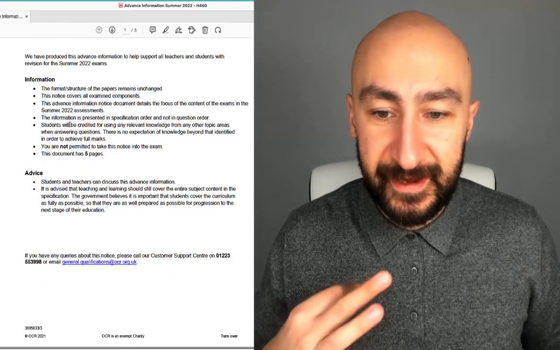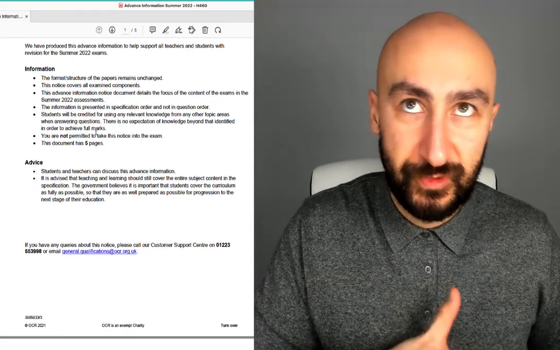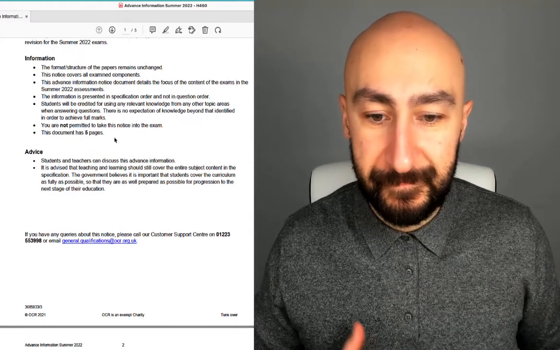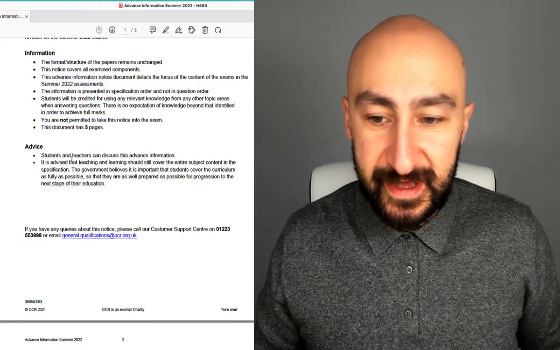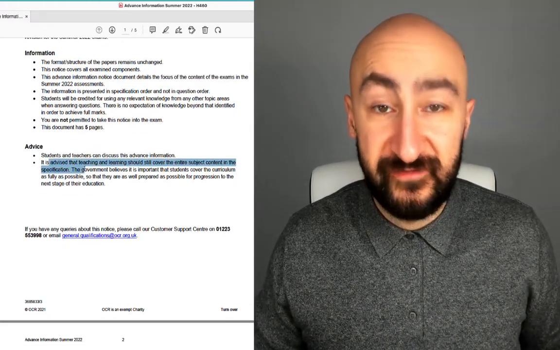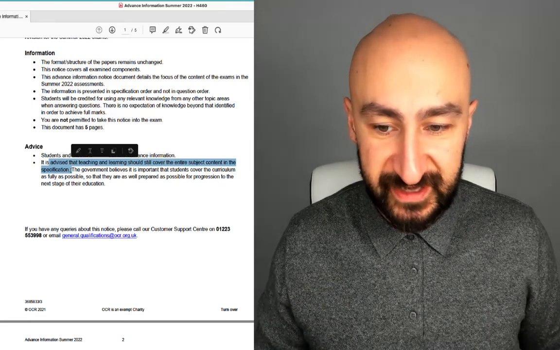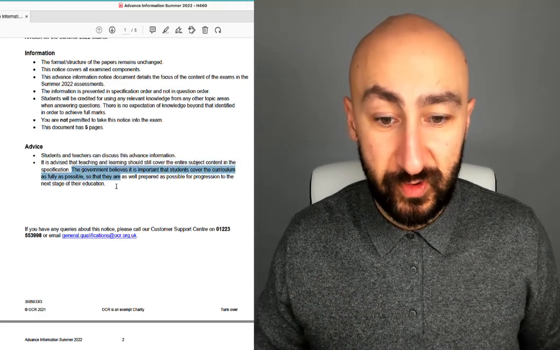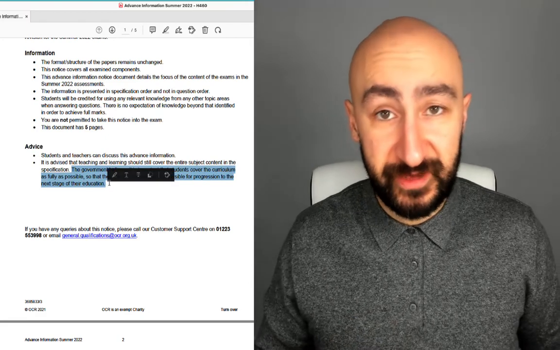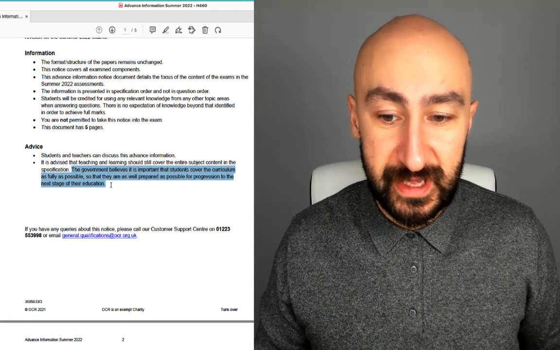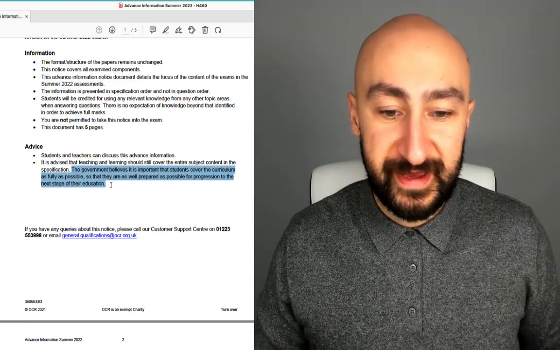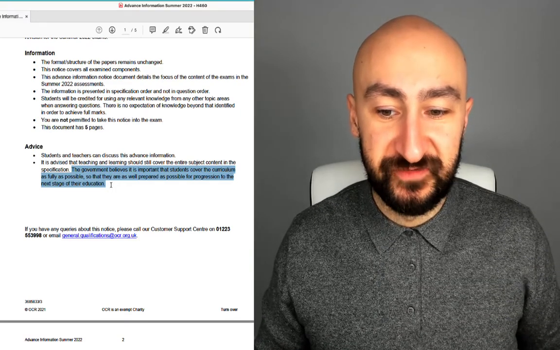Essentially, you're not allowed to take this in the exam, and it's advised that the teaching and learning should still cover the entire subject content specification. The government believes it is important that students cover the curriculum as fully as possible so that they are as well prepared as possible for progression to the next stage of their education.